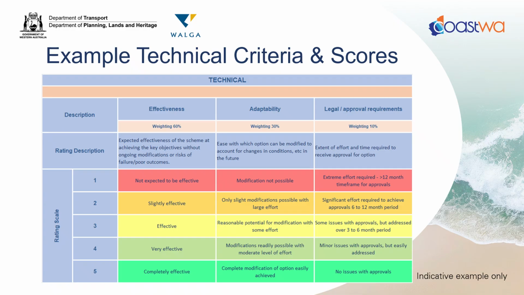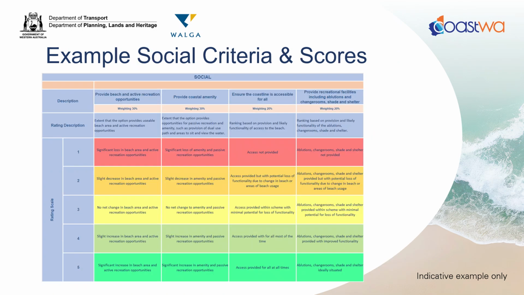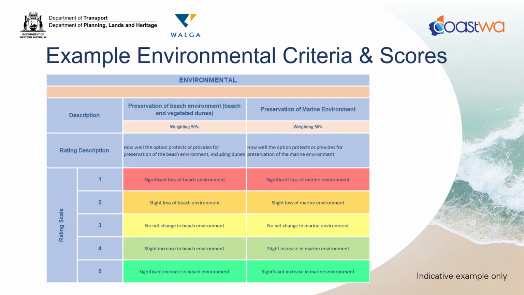So typically a 1 score would be not, in this case, effective, and 5 would be completely effective. And we'd rank them all on a subjective basis between those. Examples of social criteria may be that they provide a beach and active recreational opportunities, that they provide amenity and aesthetics, that they ensure the coastline is accessible for all, and that they provide recreational facilities. Again, you can weight these sub-criteria and then they'd be scored on a 1 to 5 system. Examples of environmental criteria may be preservation of the beach and dune environment and preservation of the marine environment, again ranked on a 1 to 5.